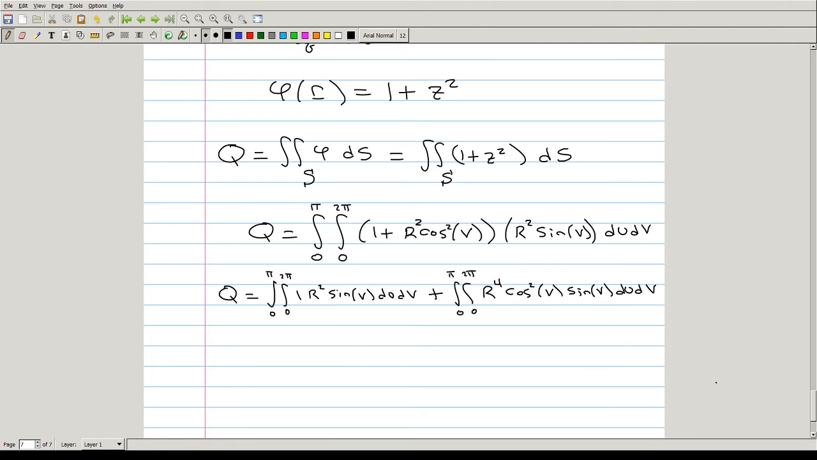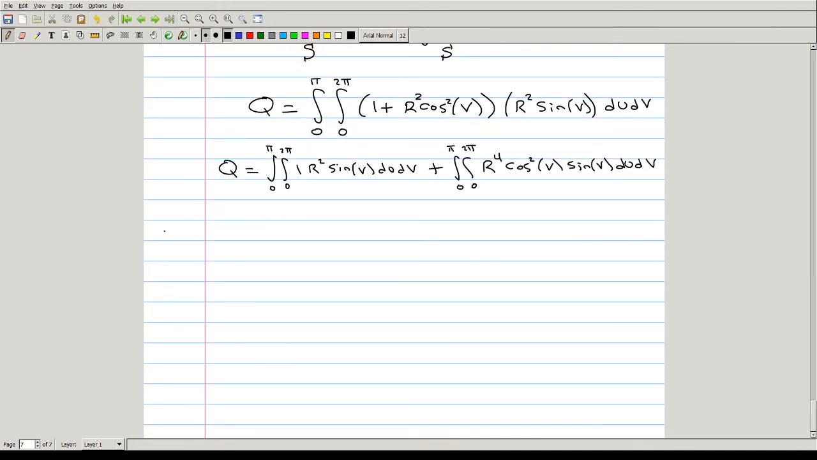And this first double integral we've already evaluated, this is just 4 pi times r squared, or the surface area of the sphere. And we have to add to this whatever this second double integral becomes. Sure enough, when we go through and do this, this is a relatively straightforward integral to evaluate. It just becomes r to the fourth.